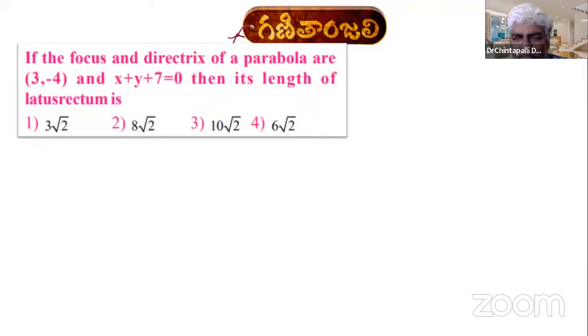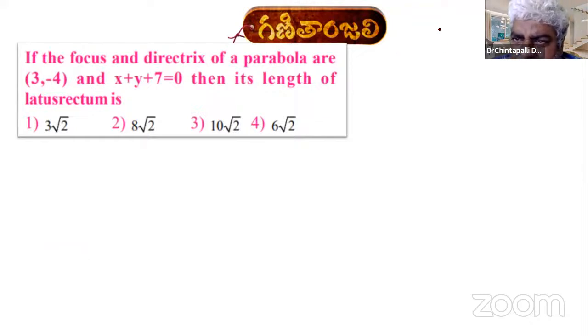Satya, sir, please read this question. Satya, read this question. If the focus and directrix of a parabola are 3, minus 4 and x plus y plus 7 is equal to 0, then its length of latus rectum is? See, students, I am reminding you of finding the distance from a point to a line.